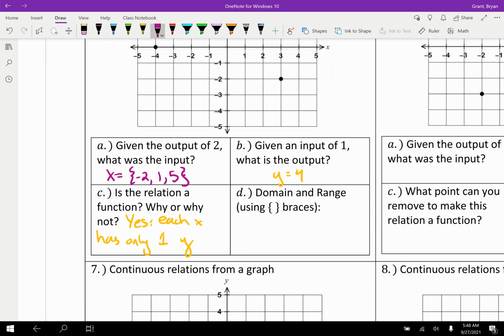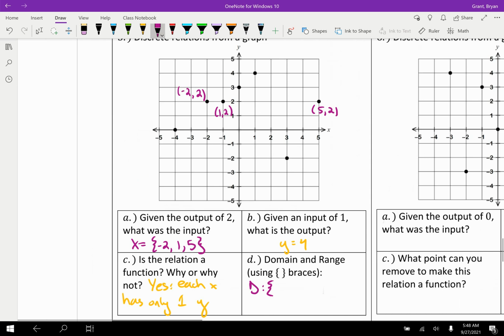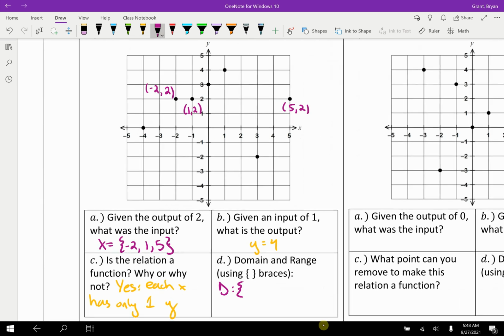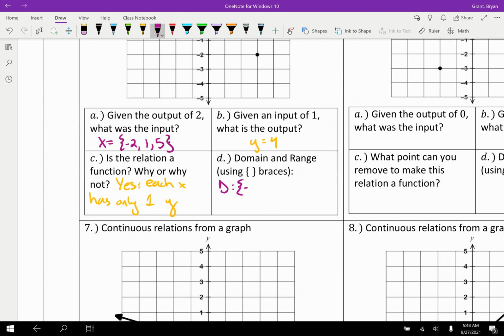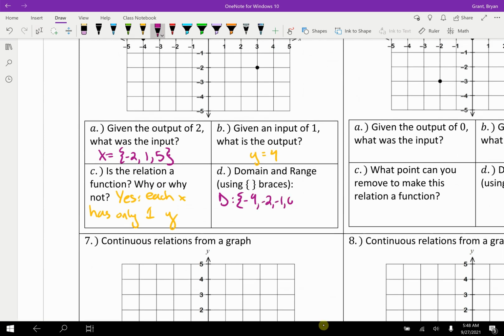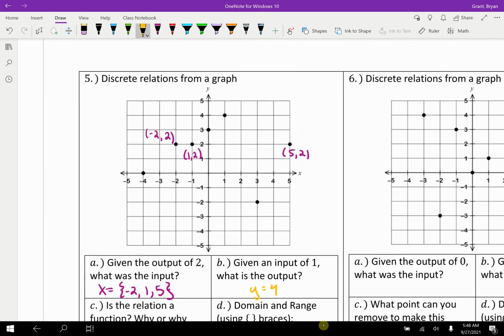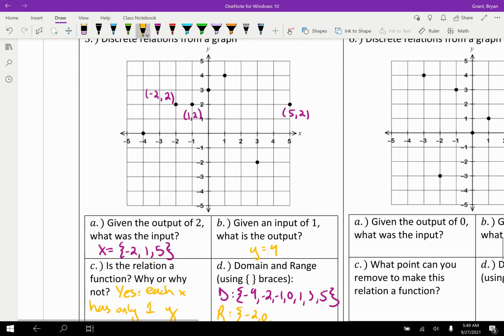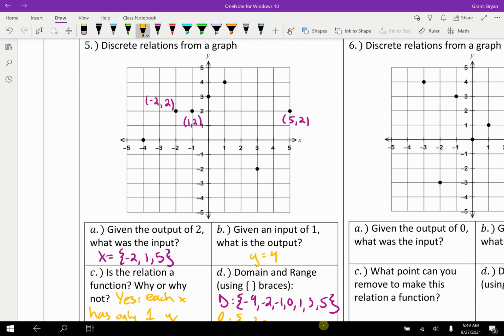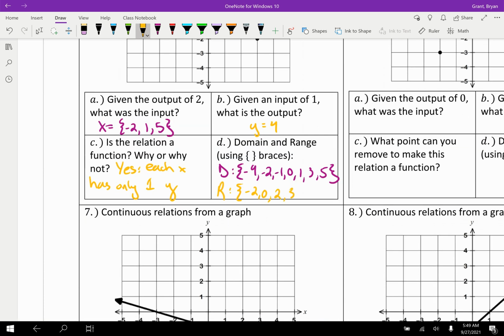Domain and range, nothing too bad. We just need to list all the x's and then all the y's. So x's just go left to right. -4, -2, -1, and 0 and 1. And then what else is here? 3 and 5. So again, I just went left to right to get all the x's. To do the range, which I've been doing in yellow, so I should continue, we're going to go from bottom to top. As I go bottom to top, the first one I get to is -2, then 0. Okay, and then as I move up, I see 2, happens 3 times, 2, 3, and 4. And there we go. Next one.